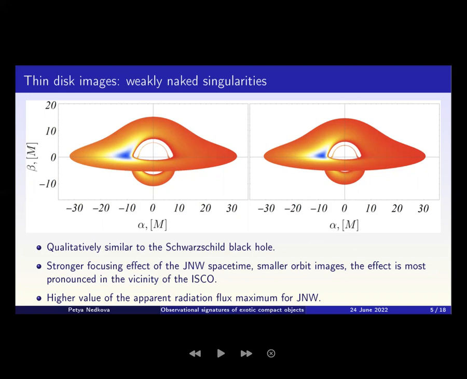And in this slide, I'm giving the image for the weakly naked singularities. As expected, as I told you, by looking at the effective potential, the image is very, very similar qualitatively. There is a small difference for this weakly naked space-time. It focuses the geodesics more strongly, so the image gets a little bit smaller, but it's like a 5% difference. The maximum of the flux is a little bit higher, but qualitatively it's the very same. So you could say it's a very good mimicker of a black hole in this regime.